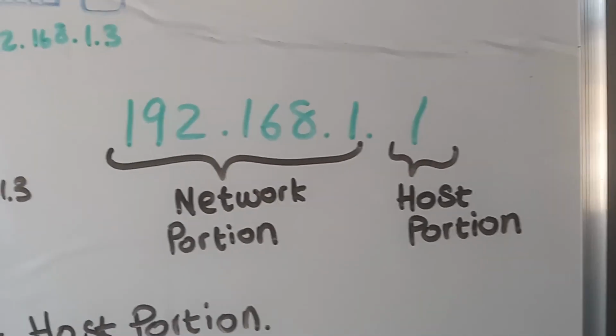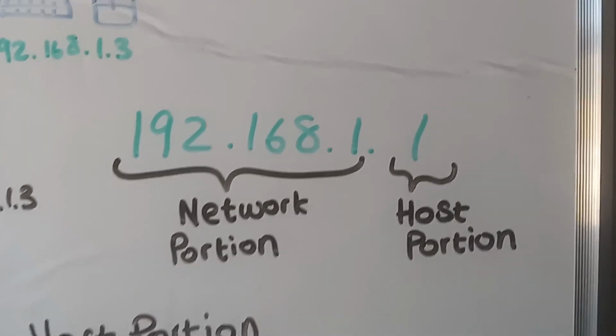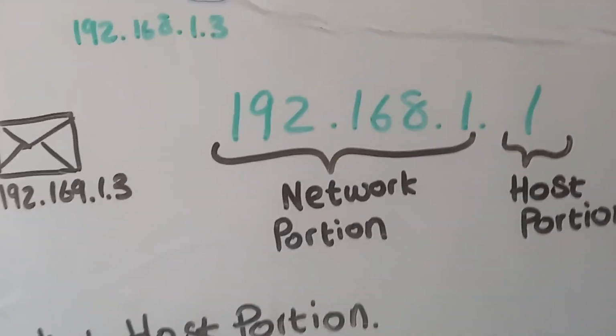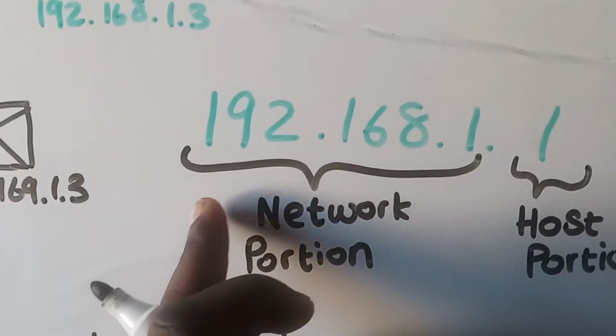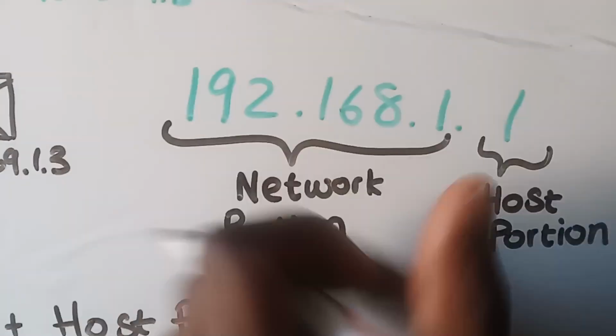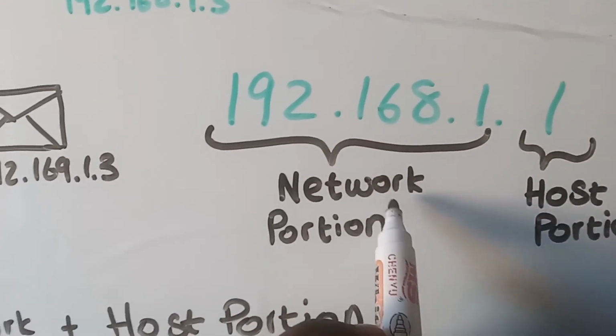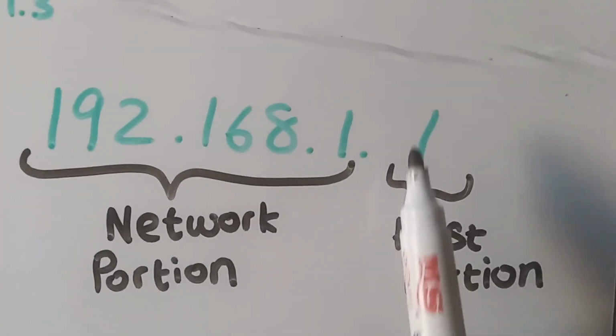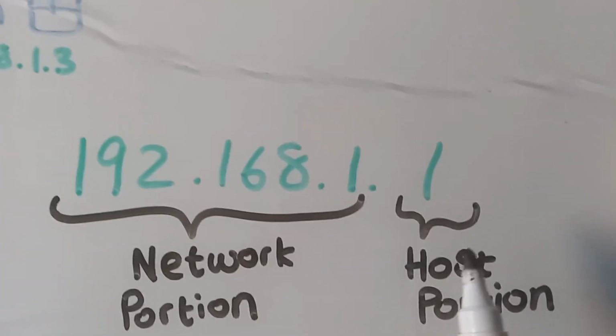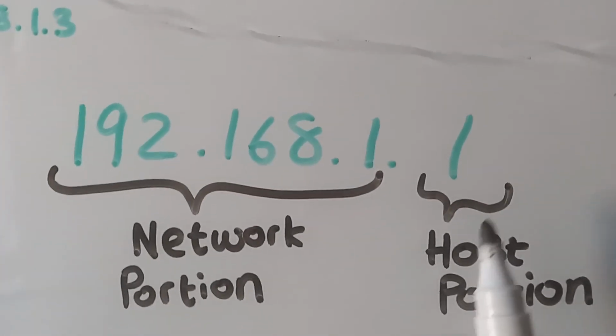Okay, so an IP address is made up of different portions. First of all, we get the network portion. This section of the IP address is what the router is going to use to determine where to send your data packet. This section here is the host portion. It is unique to every device that is on the network.